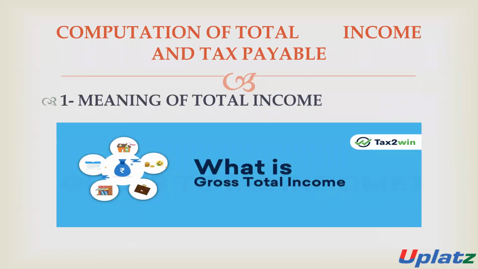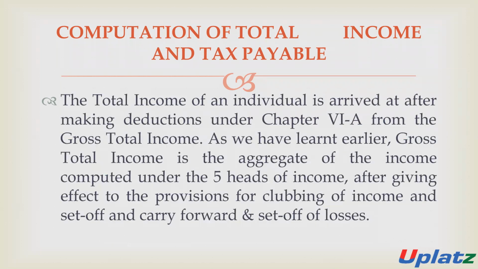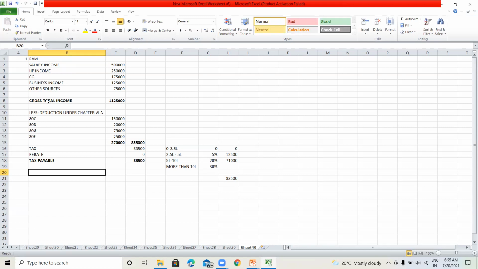First, we will discuss the meaning of total income. What is the meaning of total income? The total income in the case of an individual is calculated after providing the deduction under chapter 6A. Means we will calculate gross total income, and from the gross total income we will provide the deduction under chapter 6A. After providing the deduction under chapter 6A, we will find total income. This will be known as total income.